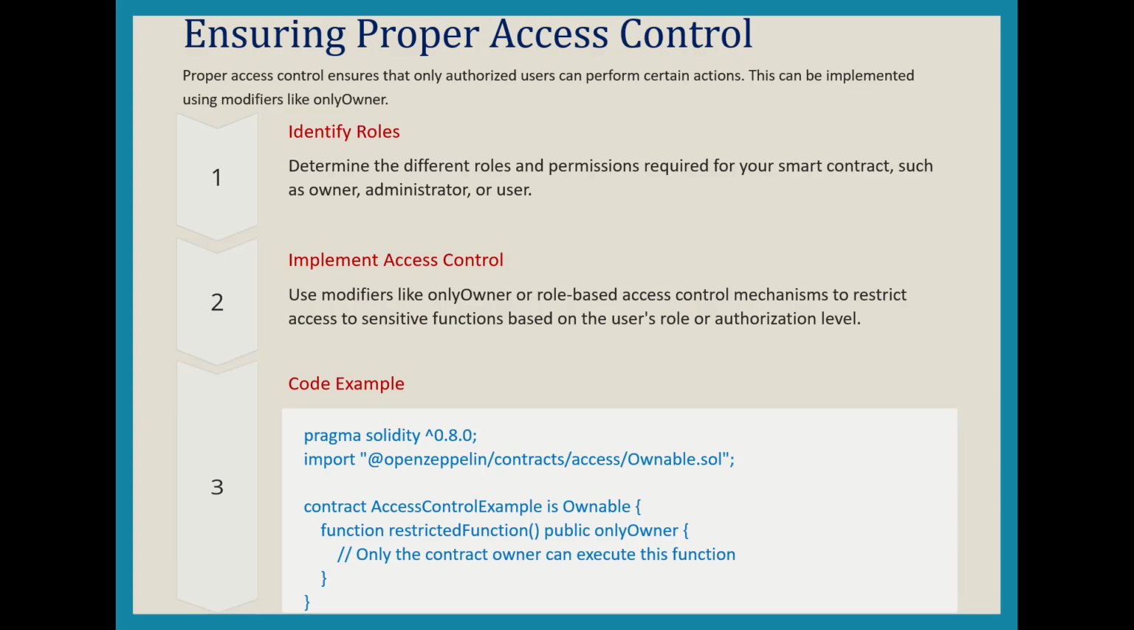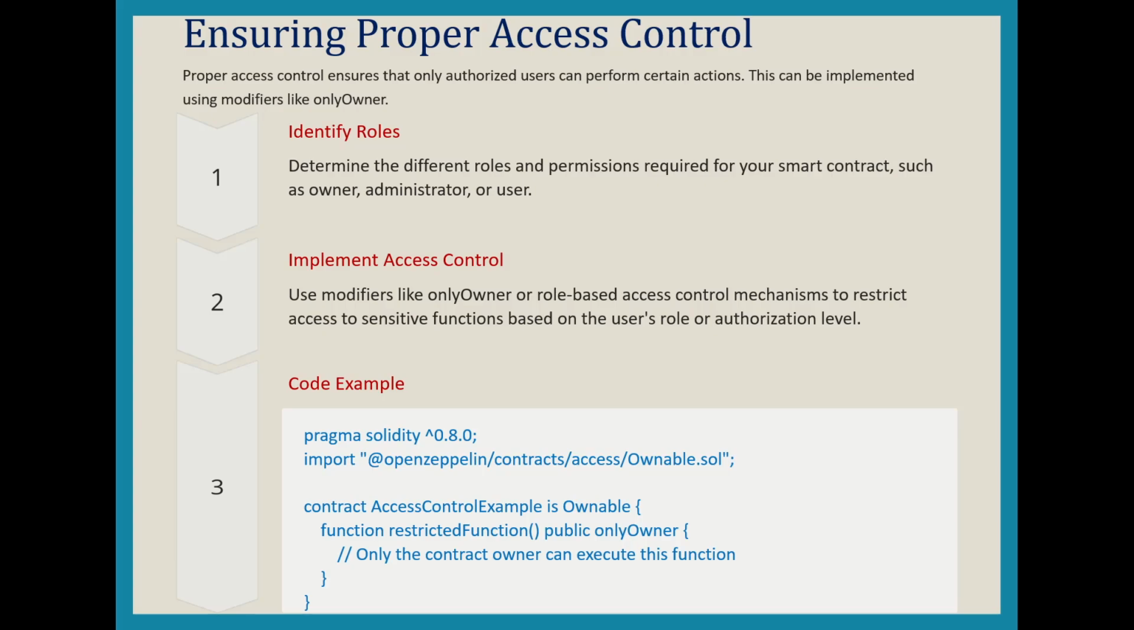So, again, ensuring proper access control has three major steps. The first one is to identify roles, determining the roles and permissions required for your smart contract, such as owner, administrator, user, right? And then you implement the access control. Use modifiers like onlyOwner or role-based access control mechanisms to restrict access to sensitive functions based on the user's role or authorization level. You might be asking, what is the onlyOwner modifier? We'll go through the code example. That should clear everything up for you, right?